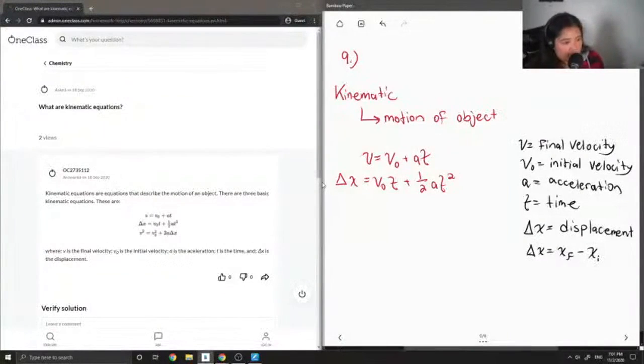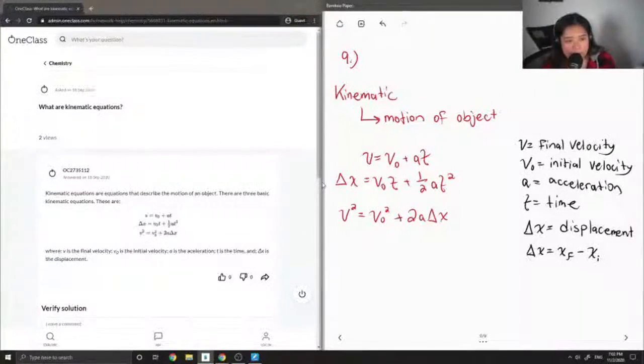And the last kinematic equation is v squared is equal to v naught squared plus 2a delta x. So depending on what they give you in a question, you can use any one of these 3 equations to try and solve for your unknown.